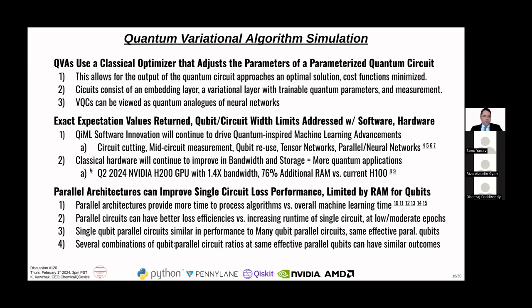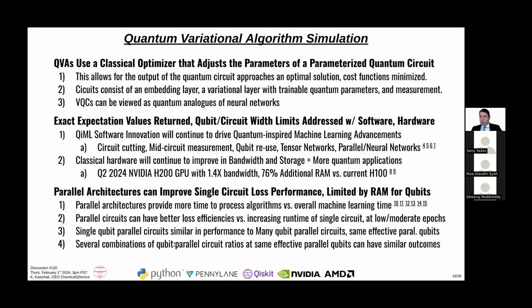So we see this too. Classical hardware will improve with bandwidth and storage. We know what's coming out. It's a working technology. So Q2 of this year, 1.4 times the bandwidth, 76% more RAM. So that's taking it from 80 gigs, like an A100 or an H100, and then up to 141. And then parallel architectures, and I've had a lot of success with this, is basically, if you look at it like, if you want to run something, what do you want to do more?